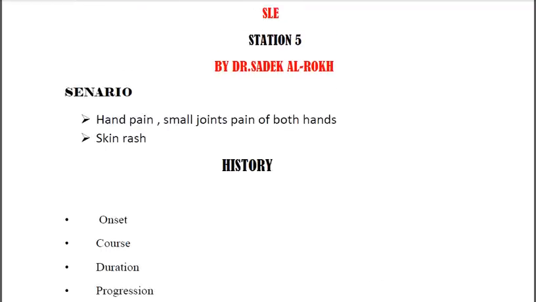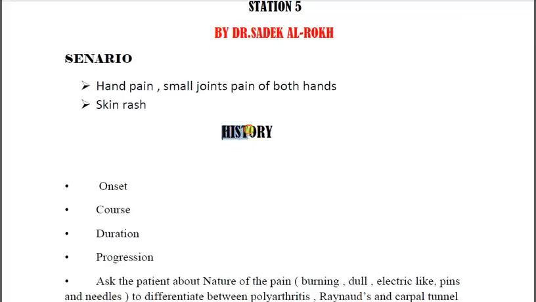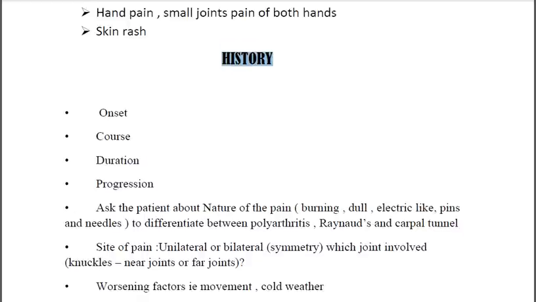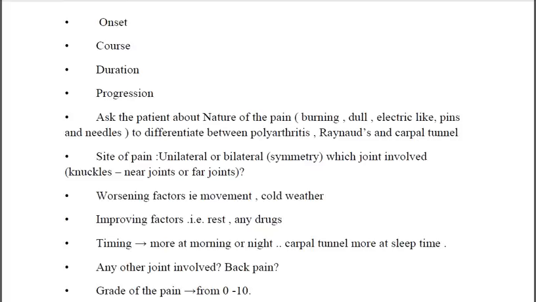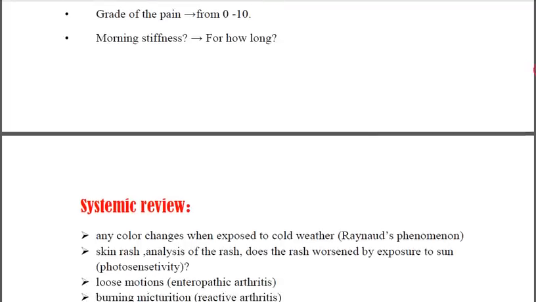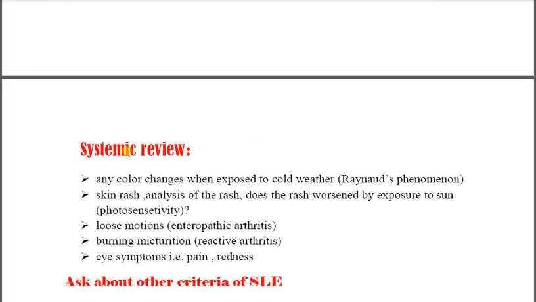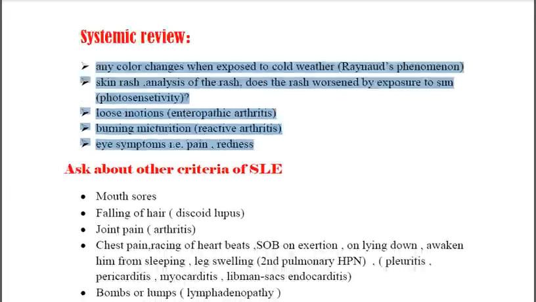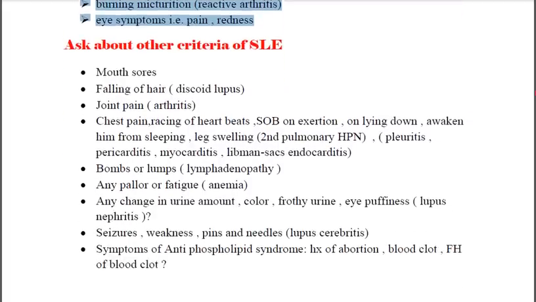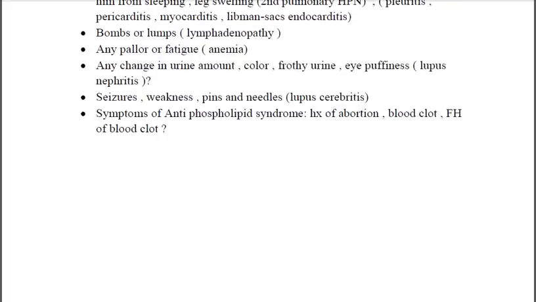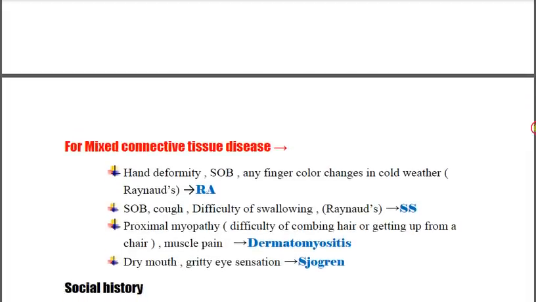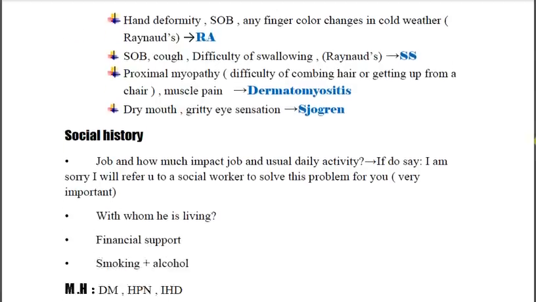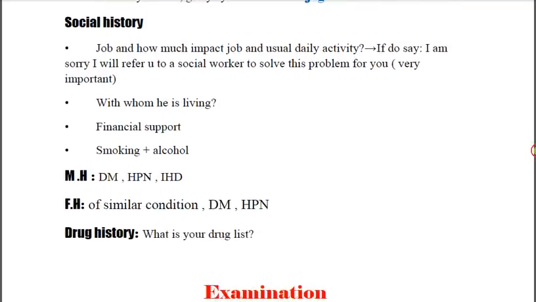So again, not to forget something: analysis of the complaint. If the complaint is joint pain, you have to do analysis of the joint pain in the same way we mentioned before. Then after that, systemic review of the differential diagnosis of polyarthropathy. Five questions have to be asked. Then ask about criteria of SLE. Then ask about symptoms of other mixed connective tissue disease. Then social history, family history, medical history, drug list of the patient.